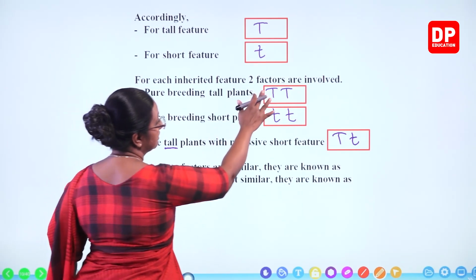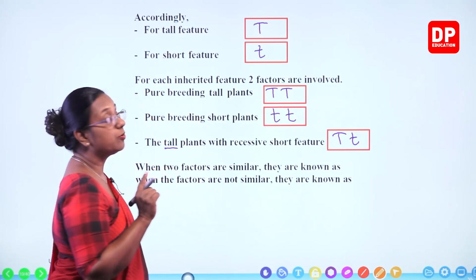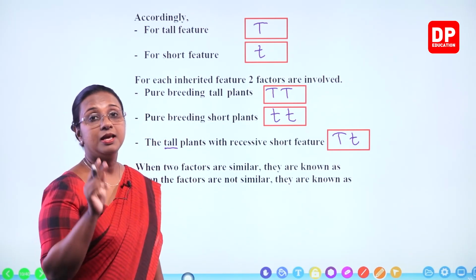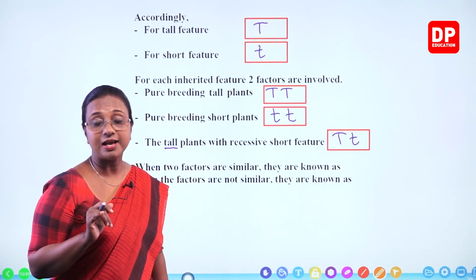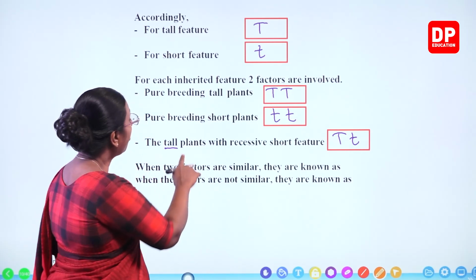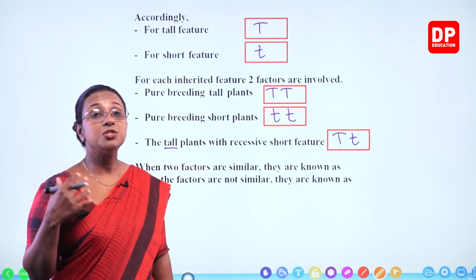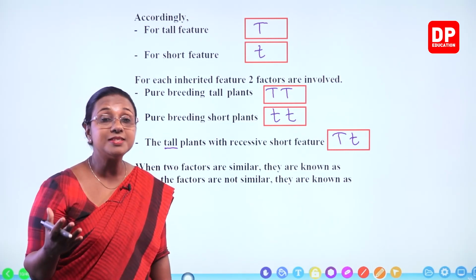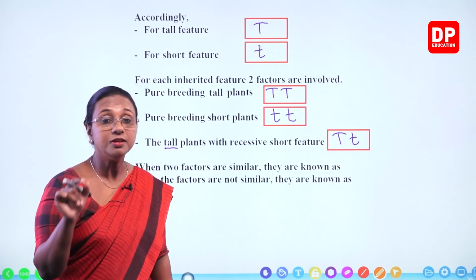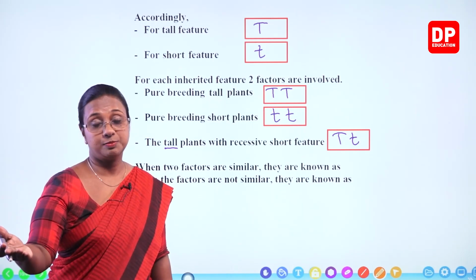So here you can see this is a tall plant, both capital T, so it is the pure breed plant. This is also a tall plant, but there is a recessive character as well. So it is not a pure breed plant. Always short plants are pure breed plants. Why? Because short characteristic is the recessive characteristic. So always when there are both recessive factors only, the recessive character will be expressed.